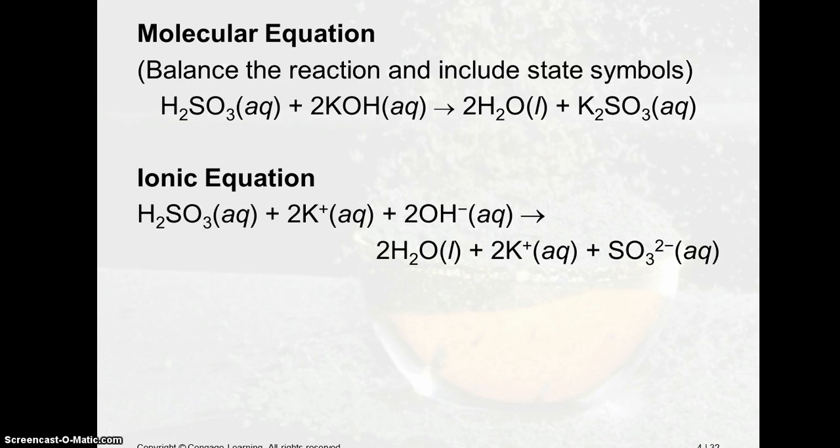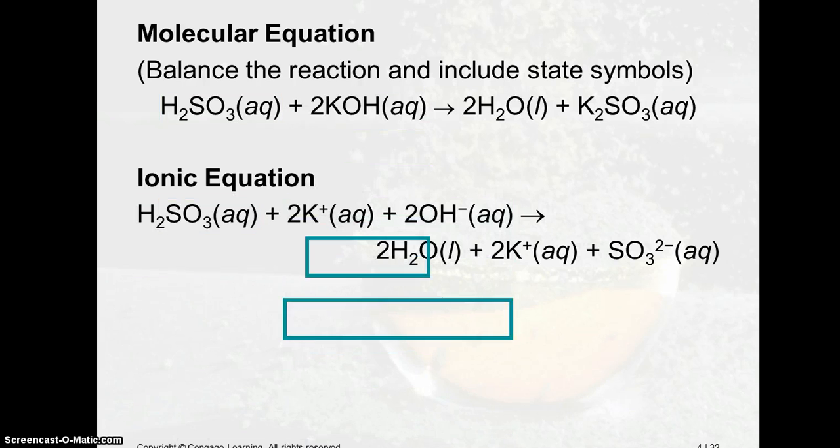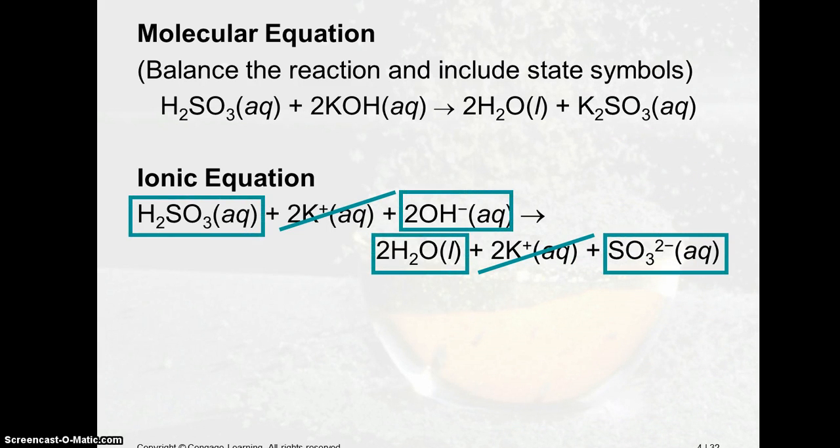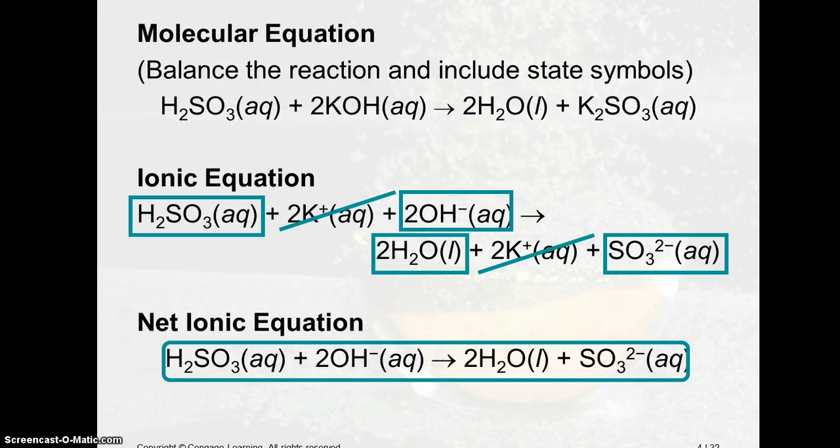And then you simply go through and cross out things that are on both sides. In this situation, you don't have as much. The only thing that appears in both product and reactant form is your 2K⁺. And so your net ionic is just the removal of that 2K⁺. This occurs because H₂SO₃ is a weak acid. So understand that even if it's an aqueous substance, if it's a weak acid, it does not break apart.